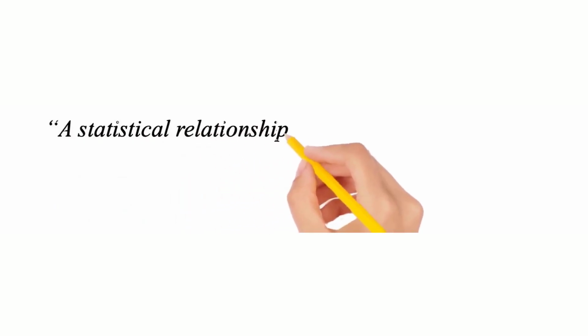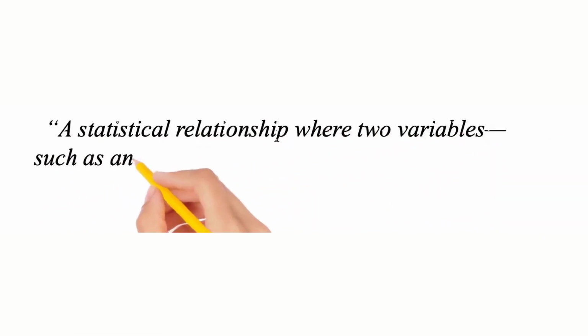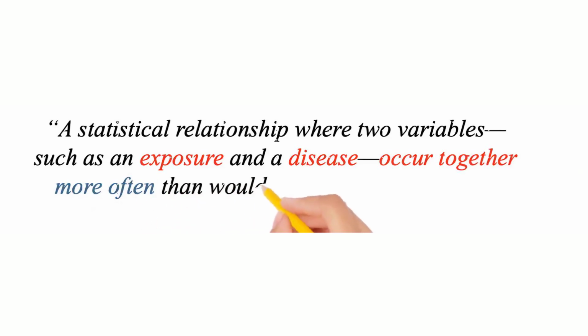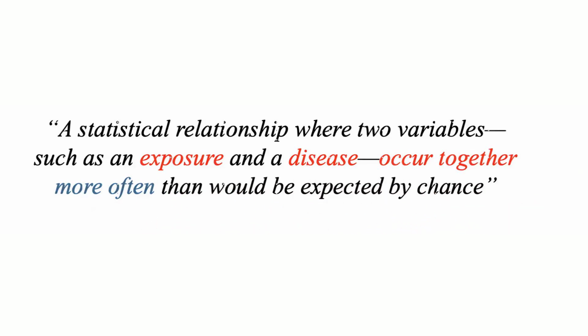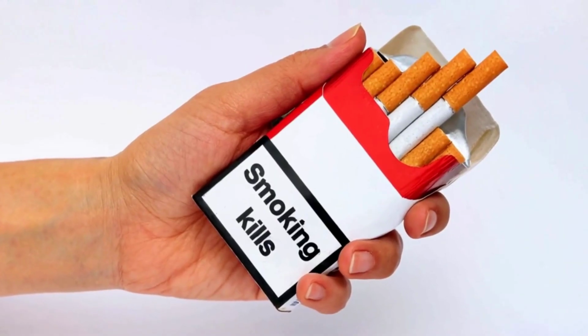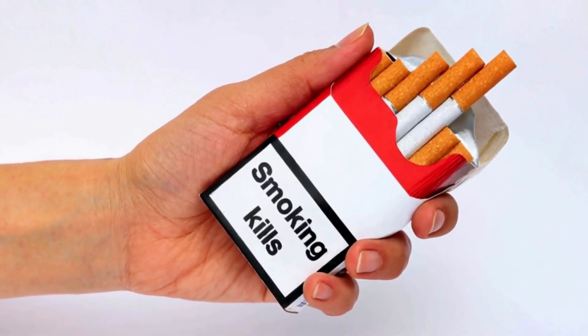Let's understand the epidemiological definition of association. In epidemiology, association means a statistical relationship where two variables, an exposure and a disease, occur together more often than would be expected by chance. In other words, if smokers show up with lung cancer much more frequently than non-smokers, that suggests an association worth studying.